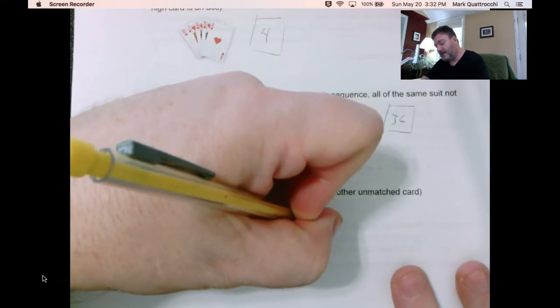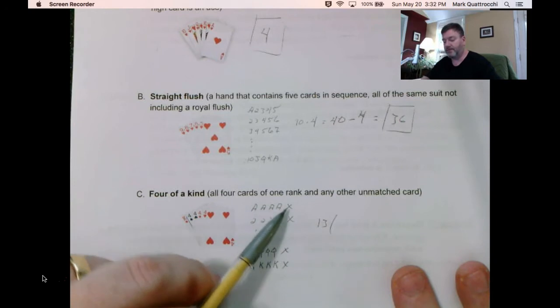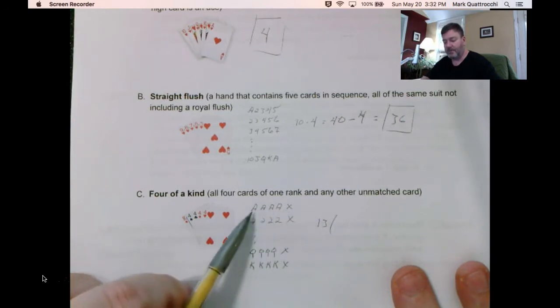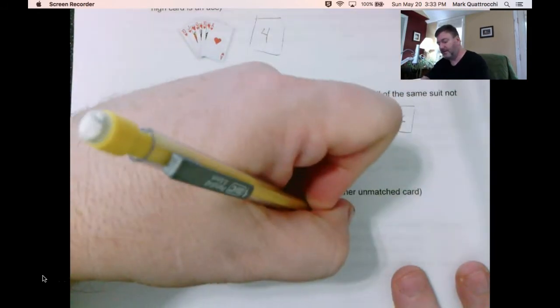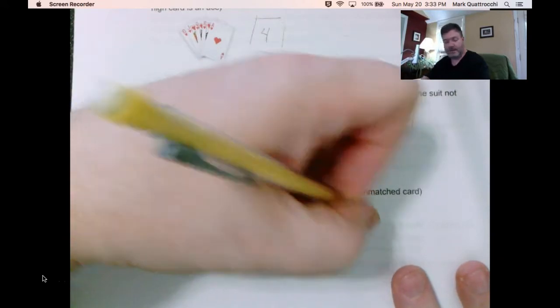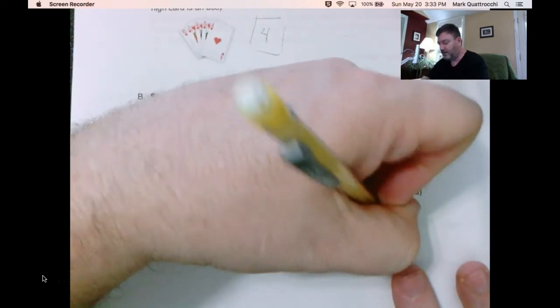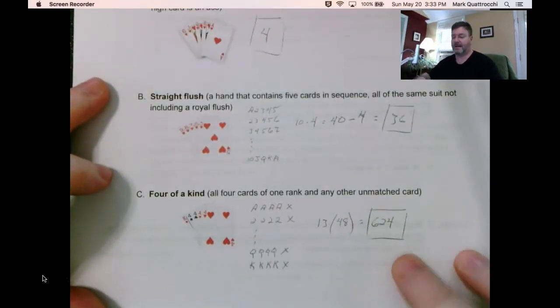So how many of these are there? There are 13 of these. And how many of the 5th cards are there? Well, there are 52 cards in the deck. 4 of them have already been chosen. So there are 48 cards left for that 5th card possibility. When you multiply these together, you get 624 possible 4 of a kind hands.